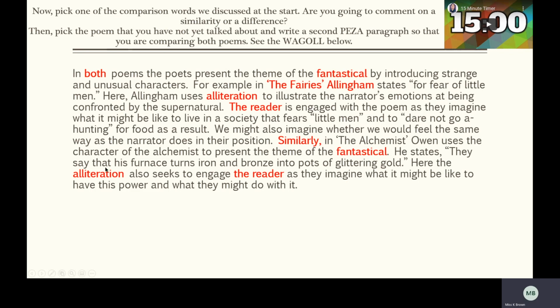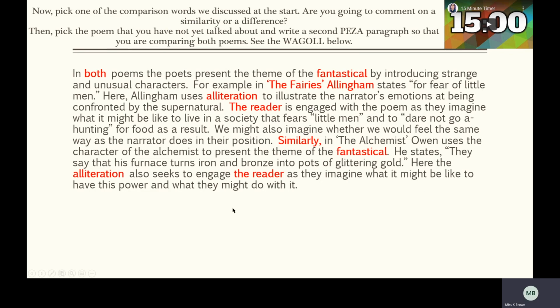He states, "they say that his furnace turns iron and bronze into pots of glistening gold." Here the alliteration also seeks to engage the reader as they imagine what it might be like to have this power and what they might do with it. So I've talked about alliteration here, and I've also talked about alliteration here, hence why I've talked about the similarity. But if you are talking about language and you want to say similarly, but you've not got two of the same, that's fine.